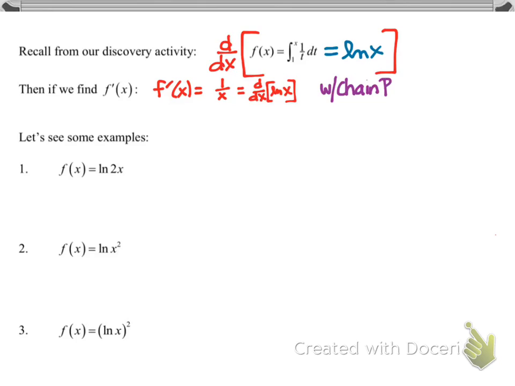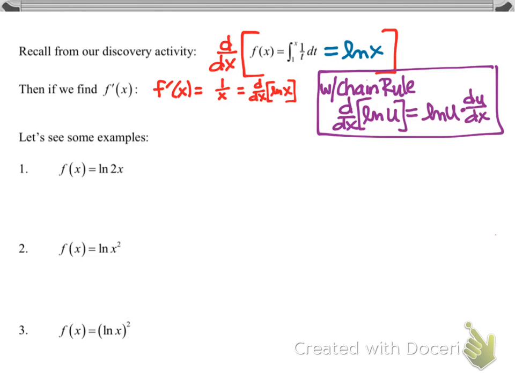And so if I wanted to actually include the chain rule in this, if it wasn't just the natural log of x, then the derivative with respect to x of the natural log of u is equal to 1 over u times du dx. And so that's the rule that we're going to use for all of our future logarithmic expressions. Okay? So here's our first example.